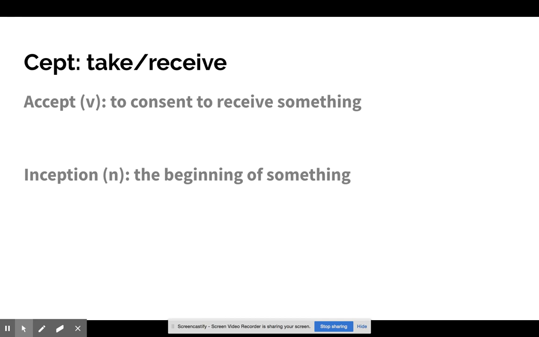Your next root is sept, which means to take or to receive. There are lots of words that fit this, like concept, but I chose accept and inception. So accept, not with an EX, but with an AC, is a verb, and it means to consent or to receive something. So if you accept a package, you're consenting to receive it. If you accept a verdict, like a lawyer, then you're consenting to receive it and you take whatever's being given to you.